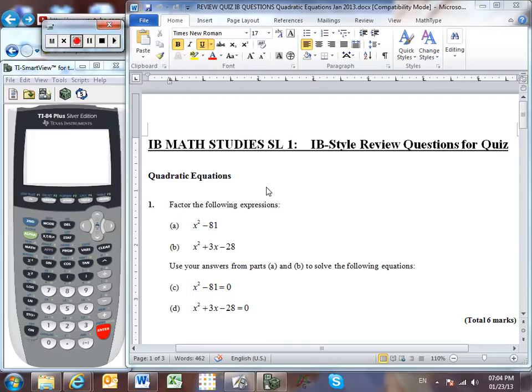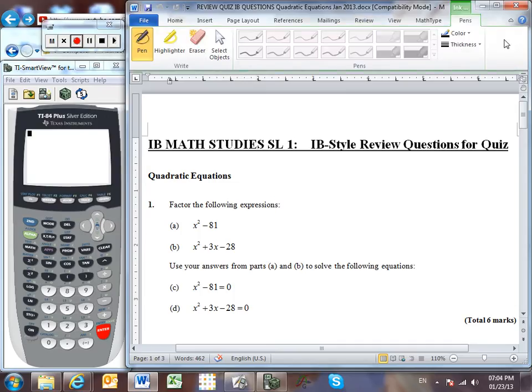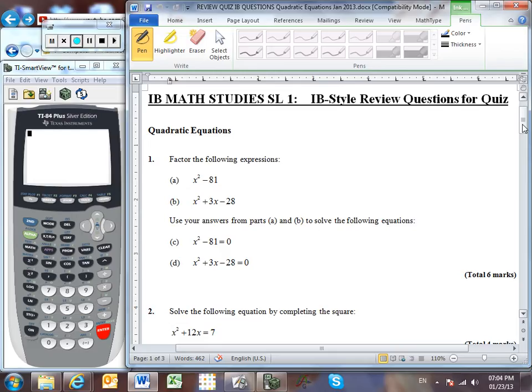Okay, we're going to be looking at some questions on quadratic equations so that we can prepare for the quiz. These are the 8 questions that were assigned to you on the review sheet. So let's start with number 1. We've got to factor these expressions.